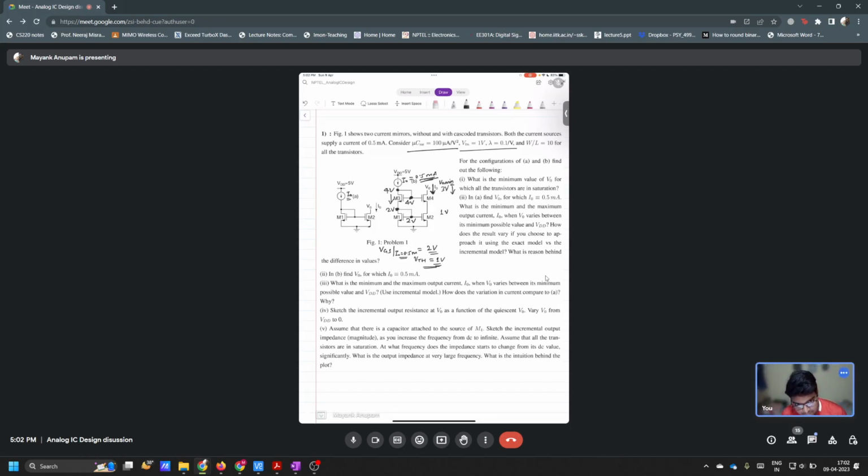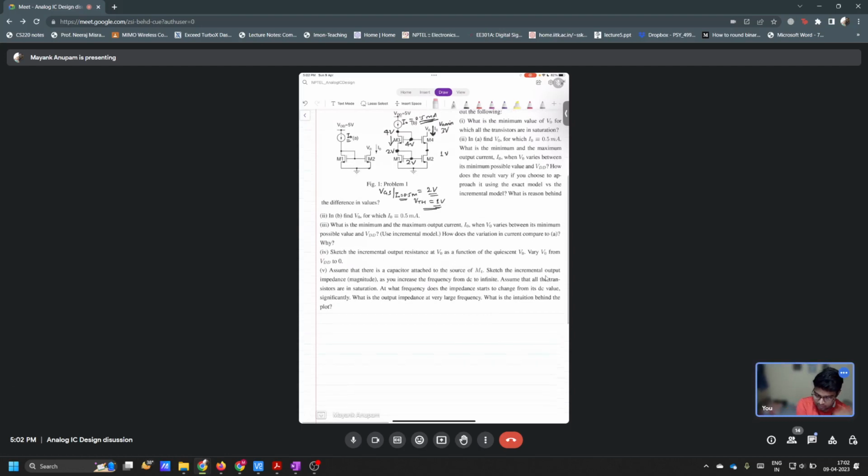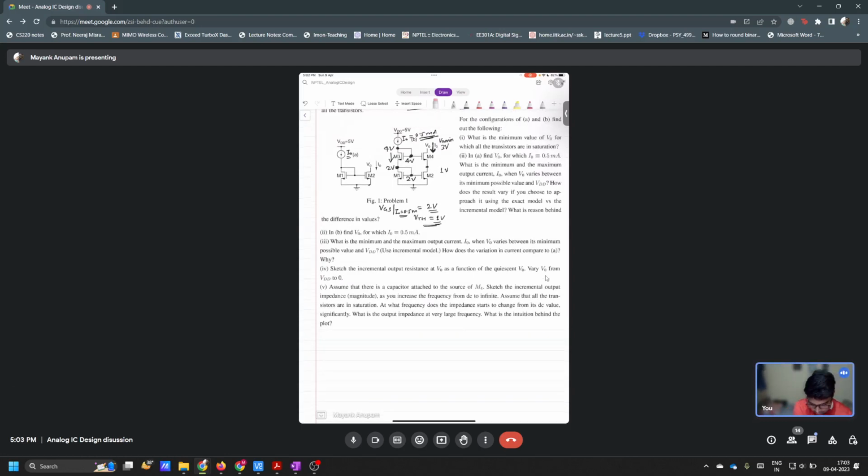So here the minimum of V out is 3 volts. If V out goes below this, M4 will go out of saturation first, and after that this one will go out of saturation. Is that clear? Yes, sir. Fine.